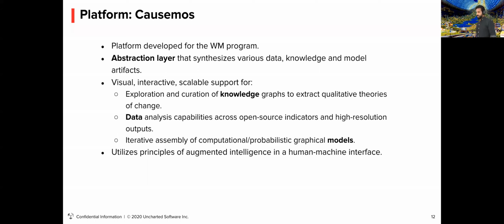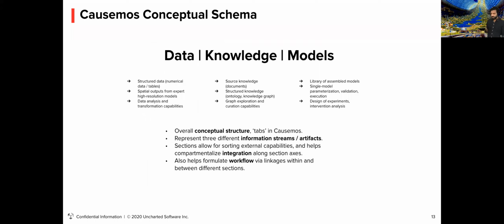So it's reasonably obvious how all of this lends itself to the notion of augmented intelligence. You're not trying to automate this process, you're not trying to have end-to-end learning, you're trying to enable users to go and stitch together all of these different artifacts in a human-machine interface. So the conceptual schema really that I'm going on and on about is one between data, knowledge, and models, right?